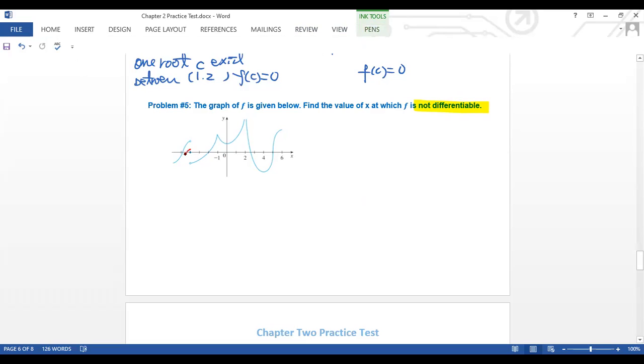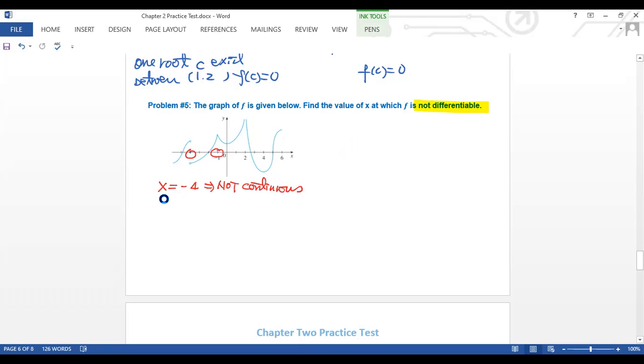Oh, this one, this is a discontinuity. So this is x equal to negative 4. This is not differentiable. Why? It's discontinuous. We said differentiability has to be one level higher. So this is a discontinuous, so it's not continuous. So of course, it's not differentiable. That's the reason. What is the next one here?